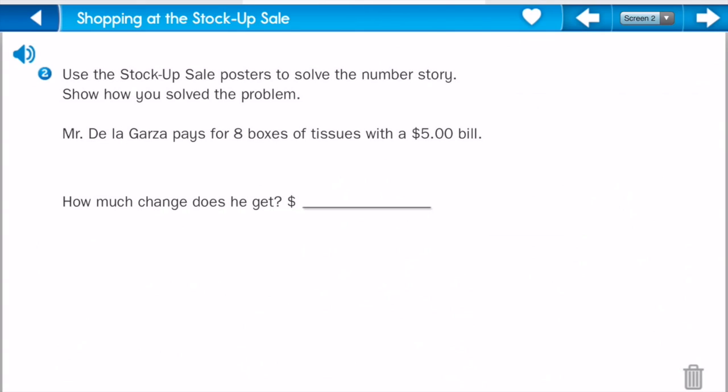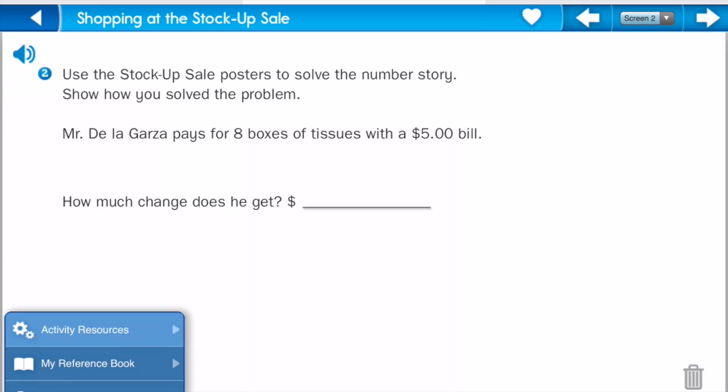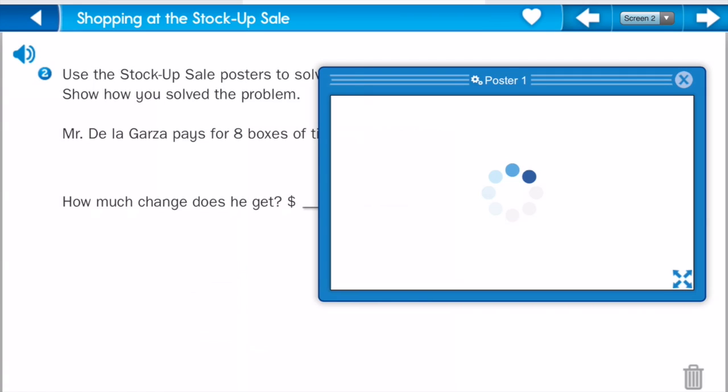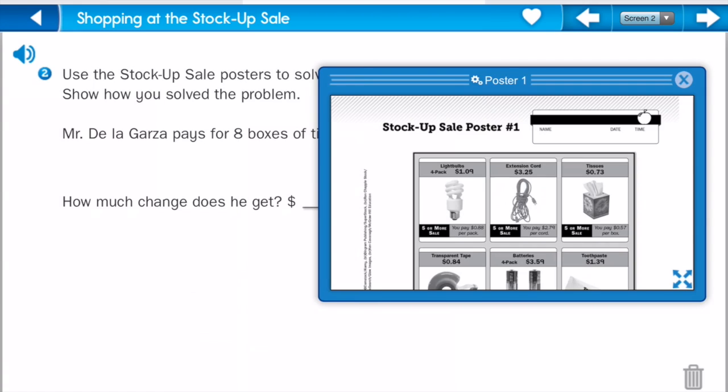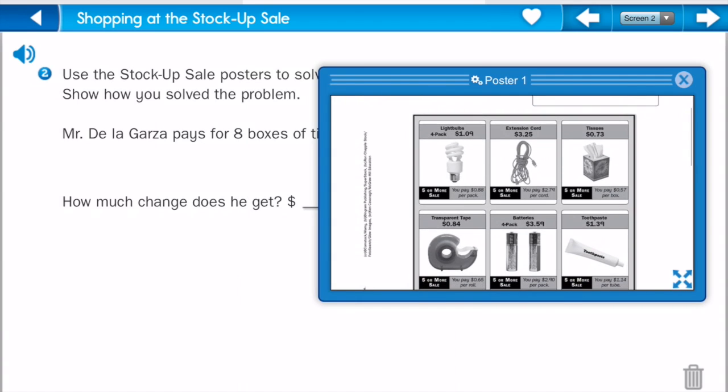Mr. De La Garza pays for 8 boxes of tissue with a $5 bill. How much change does he get? Let's see how much it costs in our posters. Tissues cost 73 cents, but if you buy 5 or more, you pay 57 cents. So he bought 8 boxes, so that's more than 5. So 0.57.